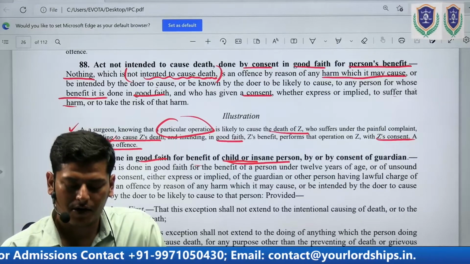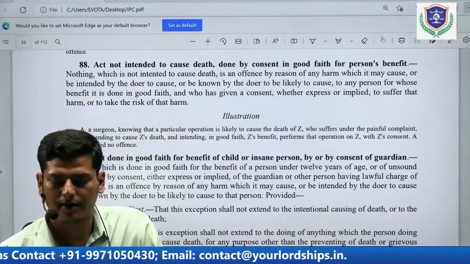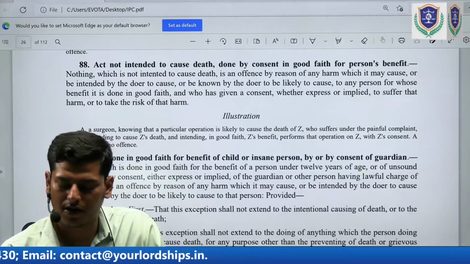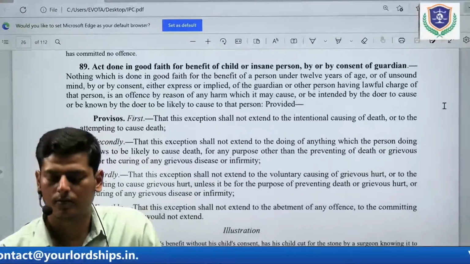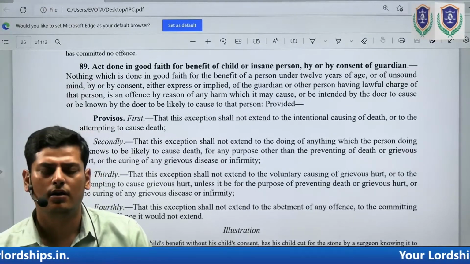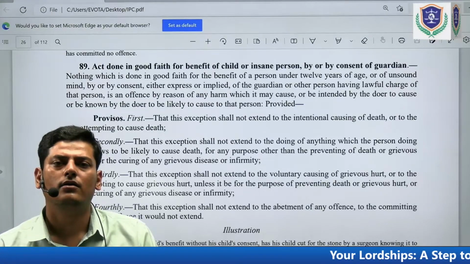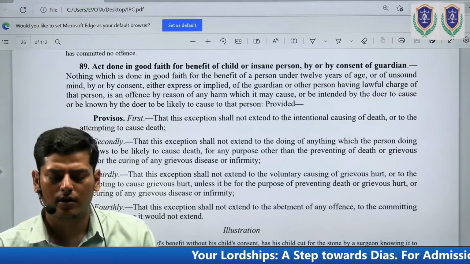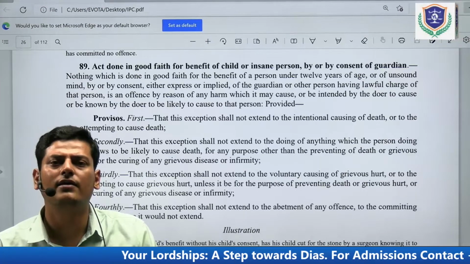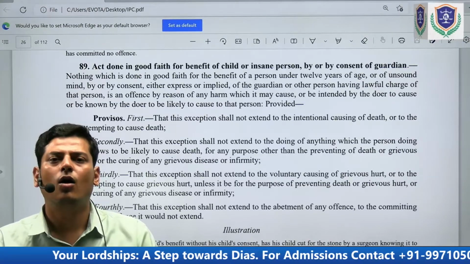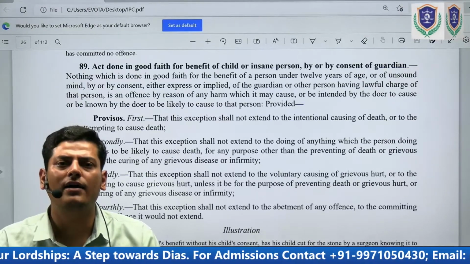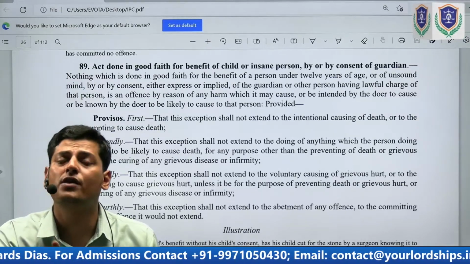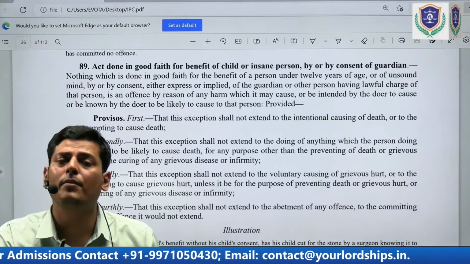Similarly, we have section 89. All the things are very similar, just the difference is about the person who is giving the consent. In that case, since the person is not a child or an insane person, he can himself consent. However, there might be a situation that an act might be done, or a doctor needs to perform an act for the benefit of a child or insane person, and a child and insane person, by virtue of section 90, we know that they are incapable of giving consent.